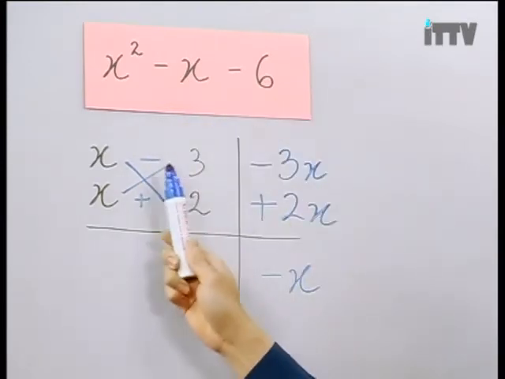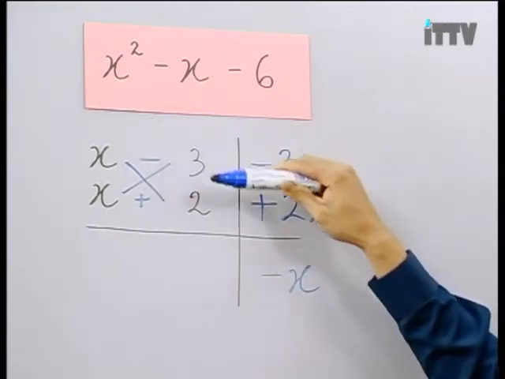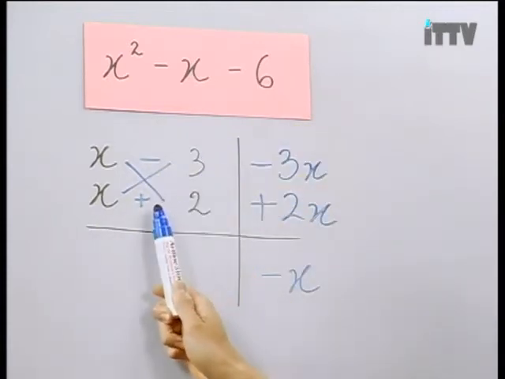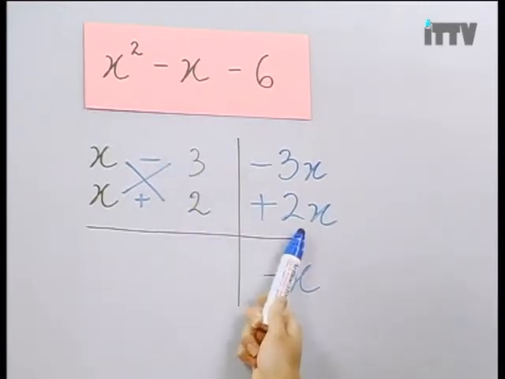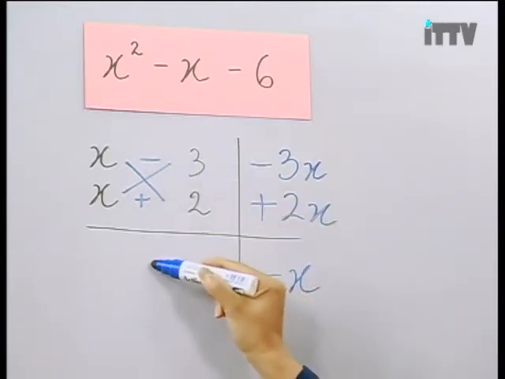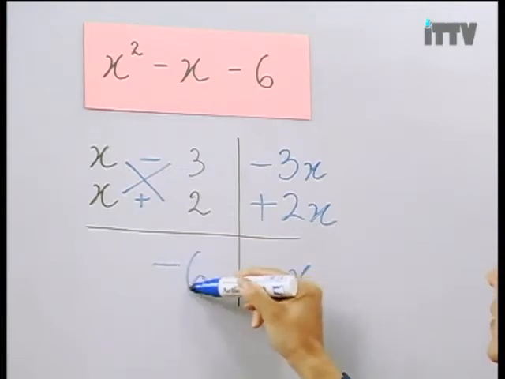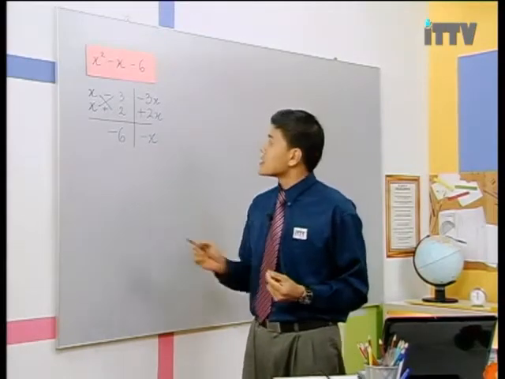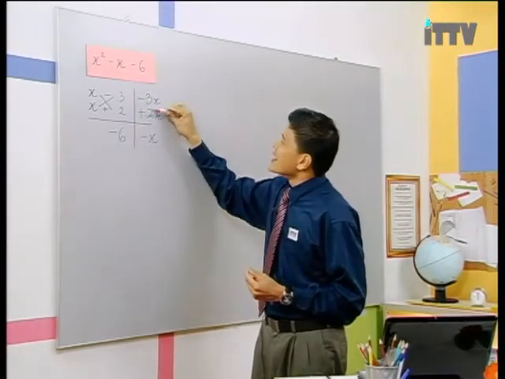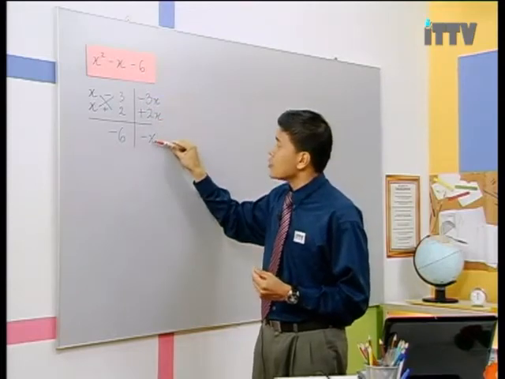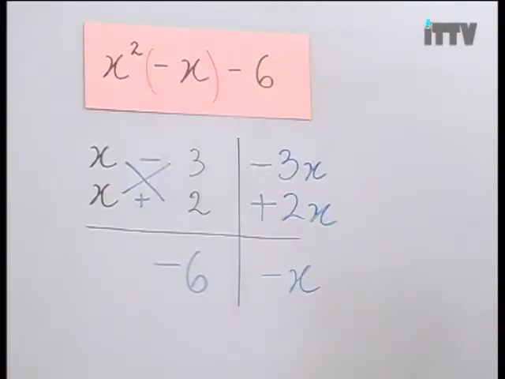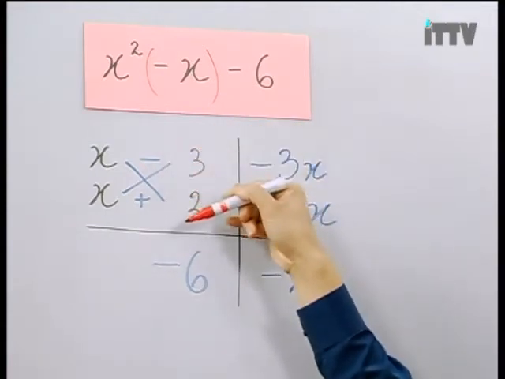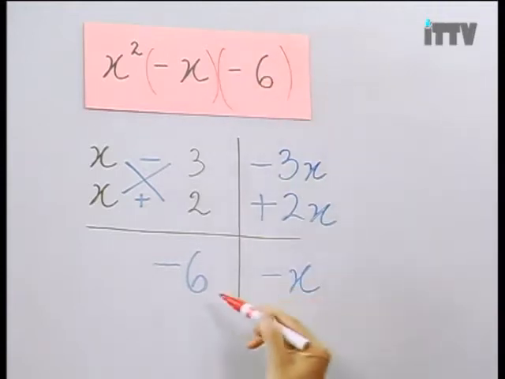So double check the product now of these 2. Minus 3 multiplied by positive 2. These signs come from here, they are the same. So you will get negative 6. So now, once you have crossed, the sum of these 2 must give you the middle term of the quadratic expression. And the product of these 2 should give you the same number, term, and with the sign.